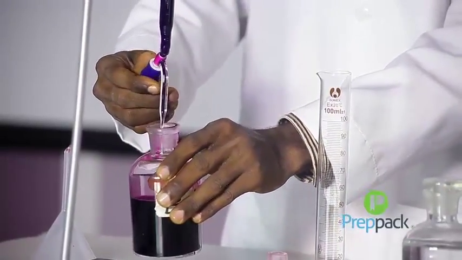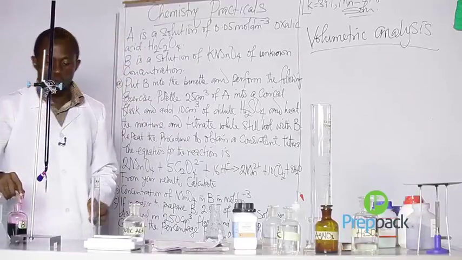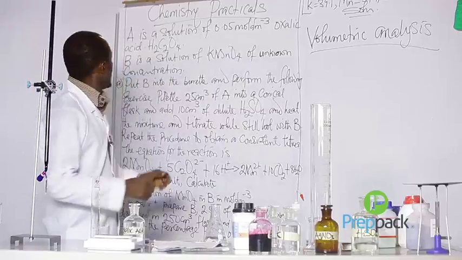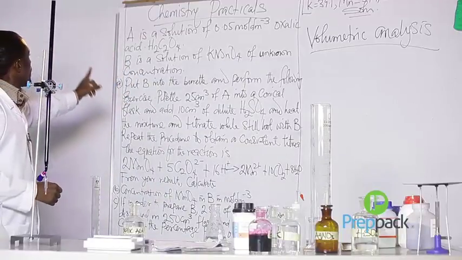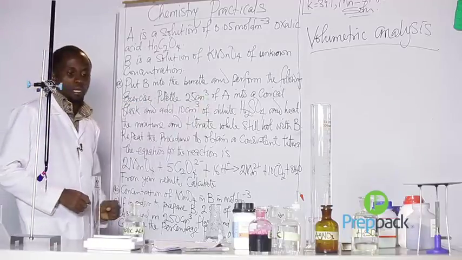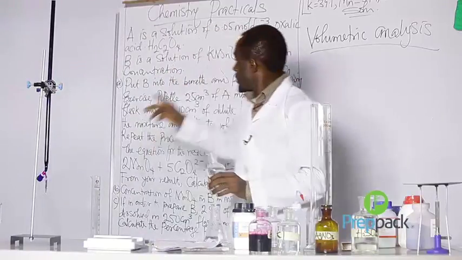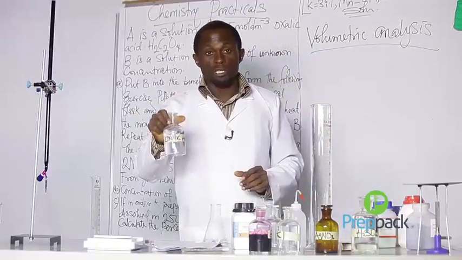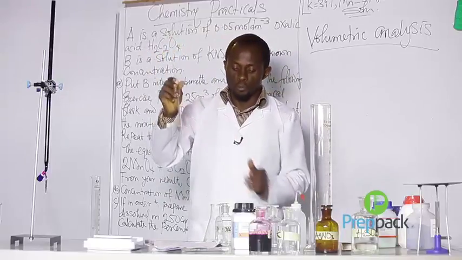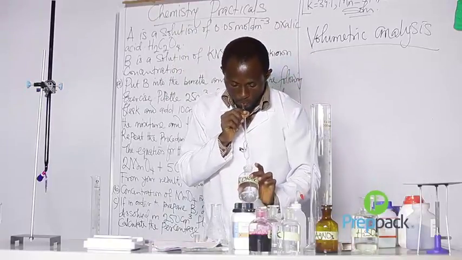All right. At this point, this is 50 cm cube of KMnO4, which is potassium tetraoxomanganate(VII) solution. Then the instruction says also perform the following exercise. Pipette 25 cm cube of A. The A here is oxalic acid. Usually we pipette the base, but the instruction says pipette A, which is the acid. This is the pipette calibrated to 25 cm cube. So I need to take 25 cm cube of the solution A, which is the oxalic acid.